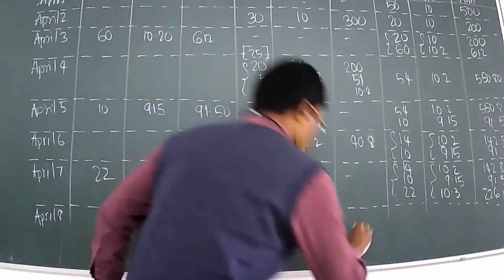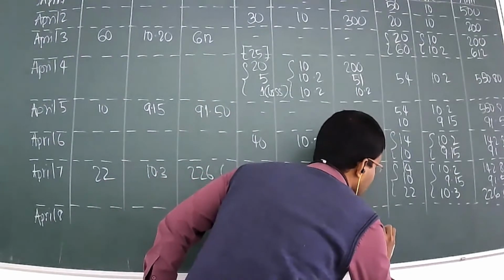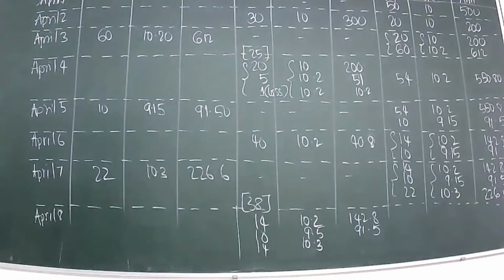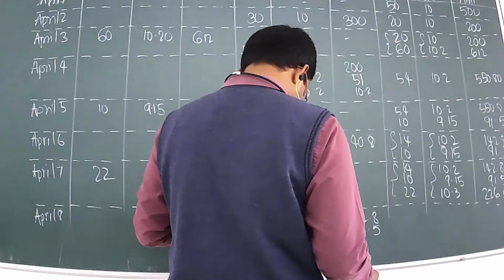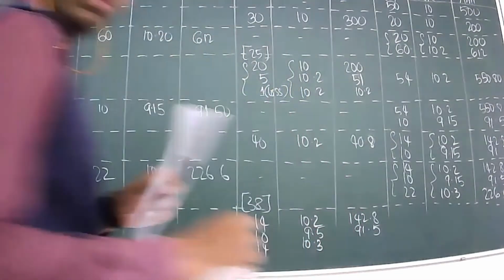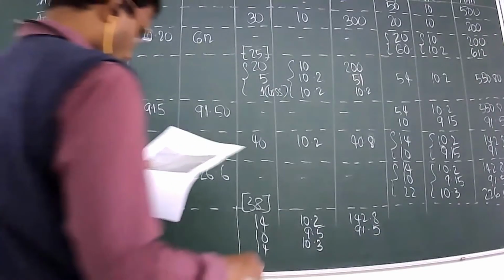So let's work out the cost. 142.8. Then 91.5, and the last 14 you're fulfilling at 10.3. So 10.3 into 14 works out to be 144.2.